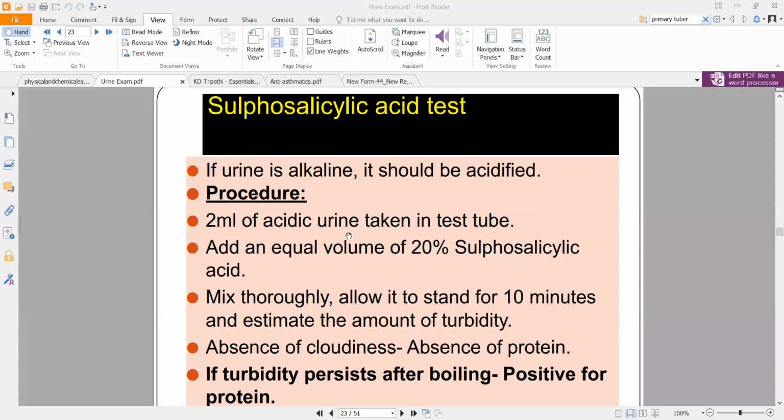So coming back to it, you take 2 ml of acidic urine, add 2 ml of 20% sulfosalicylic acid, mix it thoroughly and let it stand for 10 minutes. After 10 minutes, if you see turbidity, that is fine, you boil the 4 ml again. If the turbidity persists, we already discussed what turbidity is, then that is positive for protein. If there is no cloudiness or turbidity, that is absence of protein.